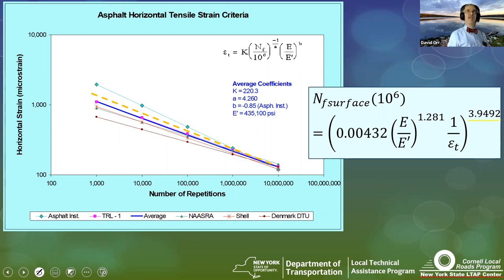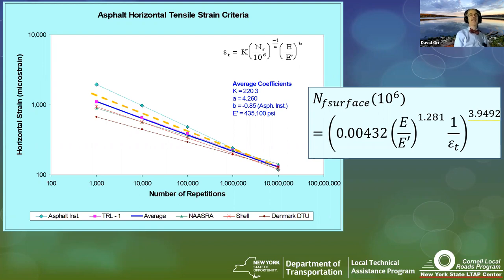What do you think I don't like about that 3.9492? What's actually a problem with that? Why is 3.9492 a problematic number? Let's see if somebody can tell me what's wrong with that one. The challenge, isn't it? Why doesn't Dave like that number?